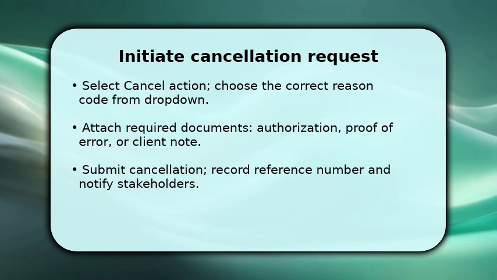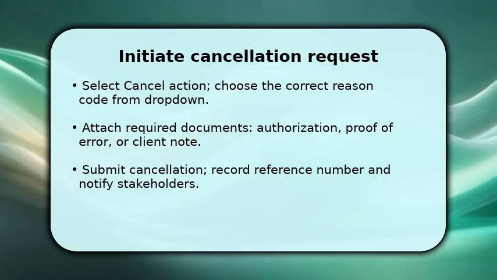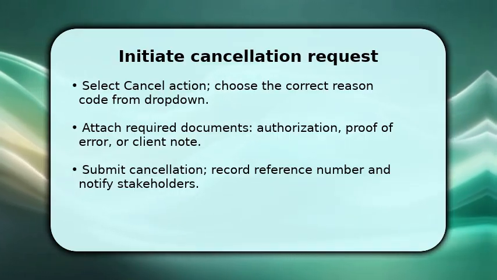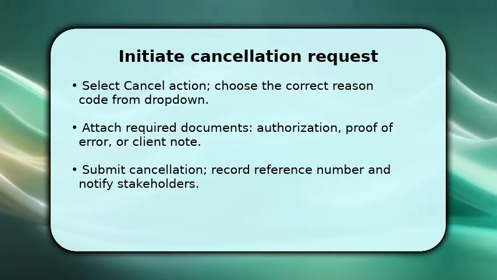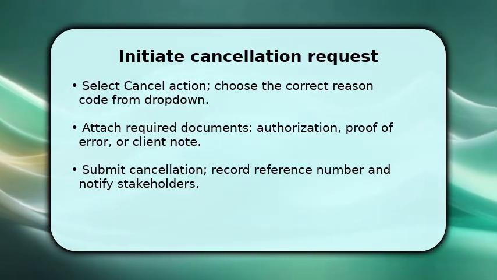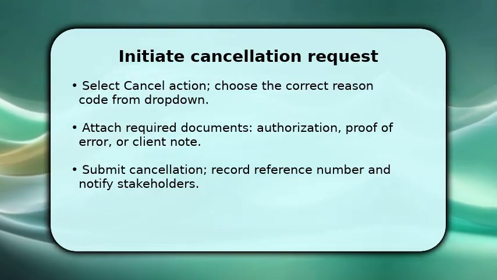You now initiate the cancel action in the transaction menu, choosing the precise reason code: error, duplicate, client request, because the code drives downstream processing. Next, attach required evidence: authorization forms, proof of error, or client communications. Missing docs delay approval.